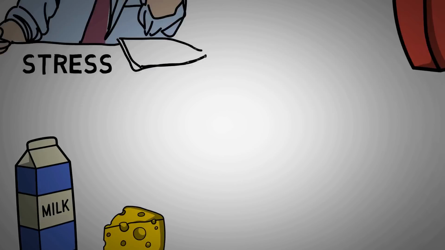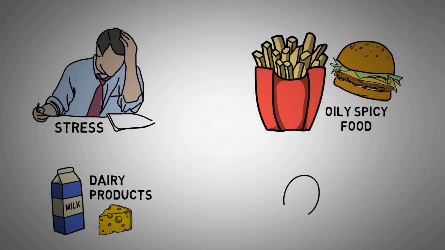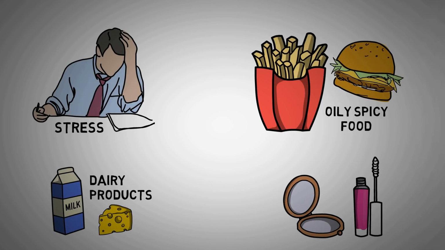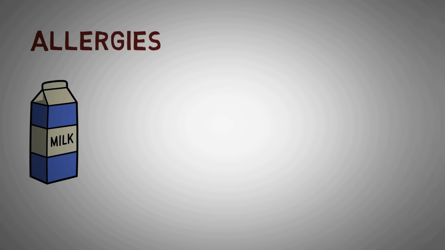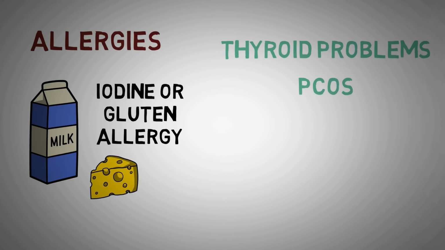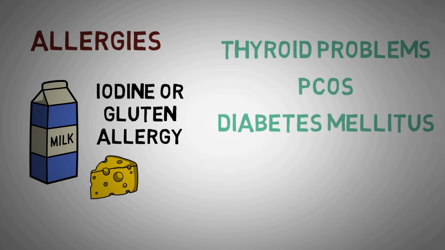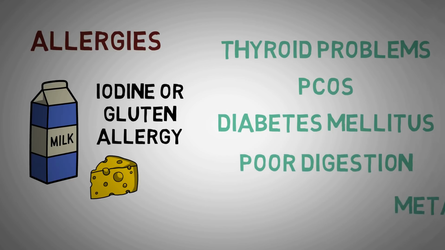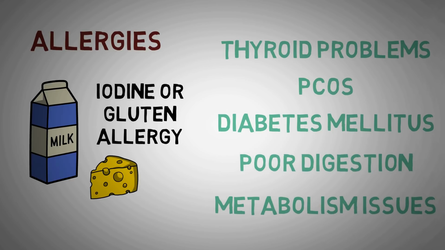For example, stress, oily and unhealthy foods, dairy products, skipping meals, and cosmetics are some of the well-known exaggerating factors for development of acne. Other factors which are known to cause acne include food allergies, that can include allergies to dairy products, iodine, gluten or biotin. Underlying health problems can also cause acne. These include thyroid problems, PCOS, diabetes, digestive imbalances and metabolism issues.